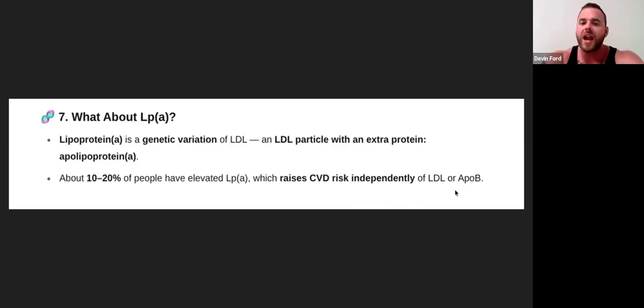Typically, for 80% of the population, this doesn't matter too much. Somewhere within the other 20%, it does matter because they will have elevated LPAs. Again, these are cars that carry ApoB. So if you have the genetic variants, you may have a lot of these cars out in the bloodstream, which means you also have an inherent increase in ApoB. But again, that's genetic. There's really not much lifestyle can do there.